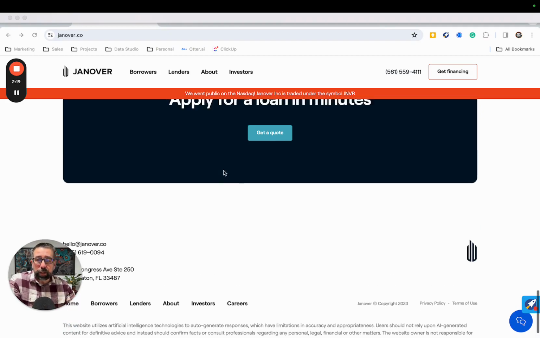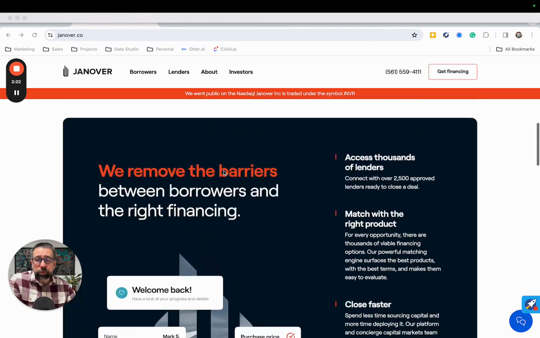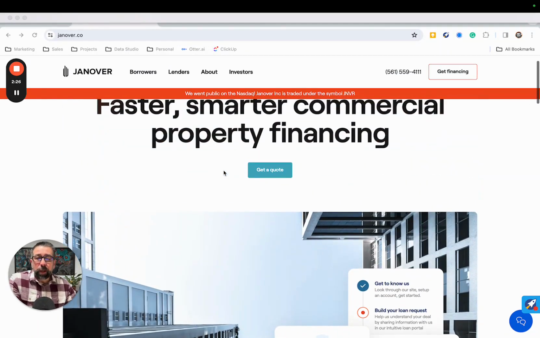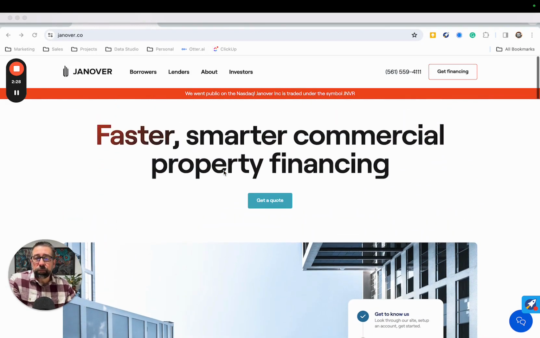So in this particular case, this certainly will not do this. It's beautiful, it's nice to look at, but it's very distracting, and it makes it difficult for an individual visitor to quickly get to what they're looking for. So let's try to figure out how Janover is actually making their money.